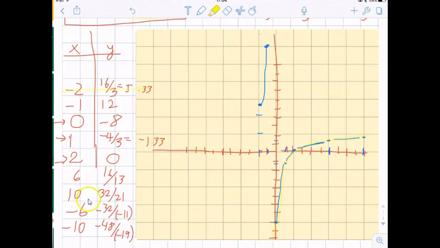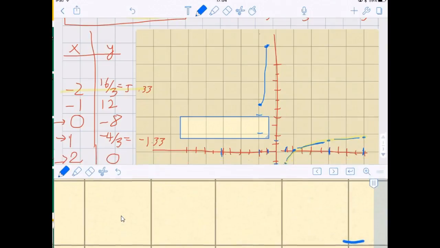Now I'm going to graph the points negative 6, comma, negative 32 divided by negative 11. Negative 32 divided by negative 11 is actually a positive number, right? 32 divided by 11. Okay, it's about equal to positive 3. It's slightly less than 3. Okay, so it's negative 6, comma, slightly less than 3. Could be right there.